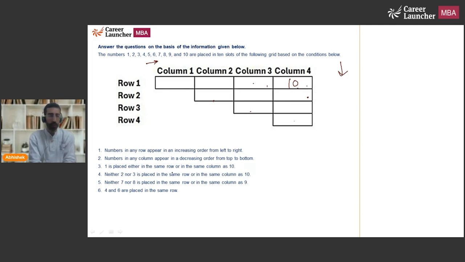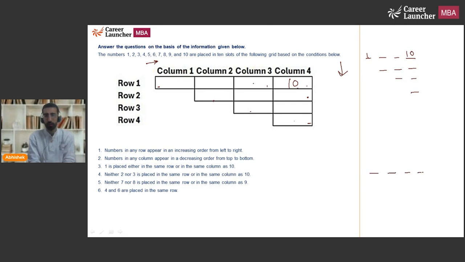Then the question says 1 is placed either in the same row or the same column as 10. Same row or same column. If it's in the same row, then 1 would be here. If it's in the same column, then 1 would be here. So there are actually just 2 possibilities, and I think both may be worth exploring. We may need to make cases. Let's see if we need to make cases. If we don't, that'd be good. If we need to, we have to.